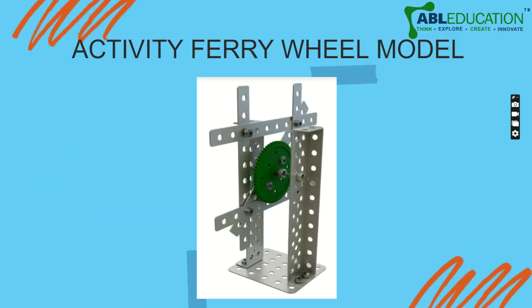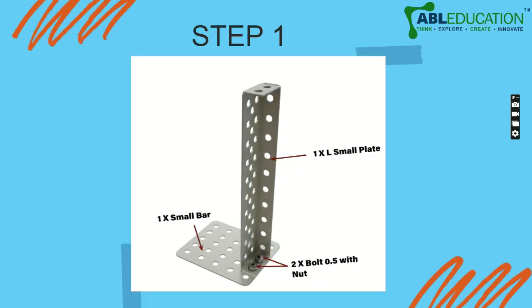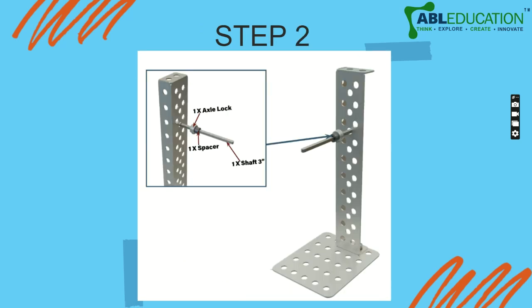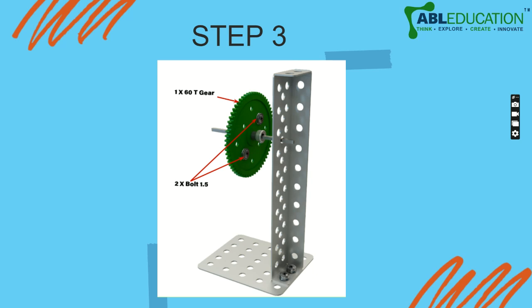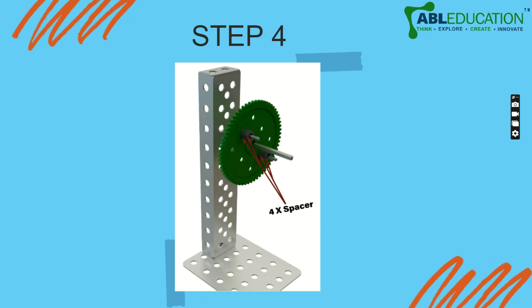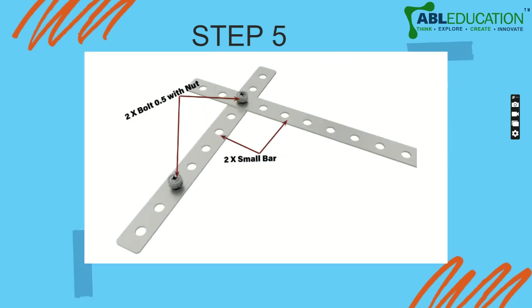Here's a small activity for you. So this is the Ferris wheel, and we are going to make this Ferris wheel based on the concept of axle and wheel. So all you need is a small bar, a small plate, and two bolts, and the bar would be perpendicular to the small plate. Now connect one axle lock, one spacer on the third hole of the small L bar. Now connect a 60 teeth gear and tighten it with two bolts. And on those bolts you have to attach four spacers, that is two on each side.